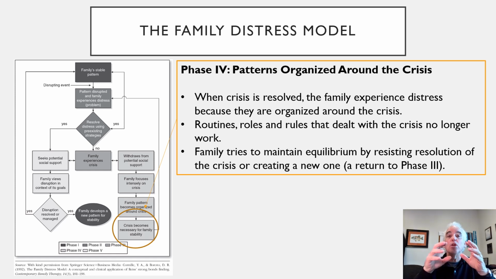So when families get organized around the crisis, then when the crisis is gone, they have no reason for being, no clear sense of functioning or clear sense of coherence, or they don't know what to do. Now, other families do quite the opposite. They rely on social supports to organize themselves around crisis. So let's move to that for a moment.